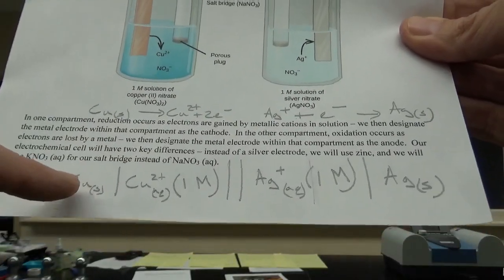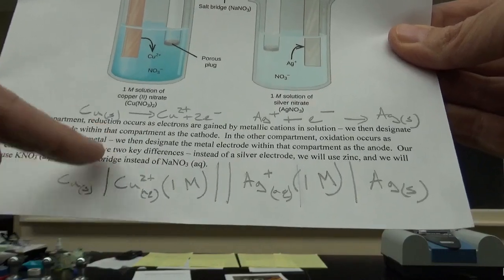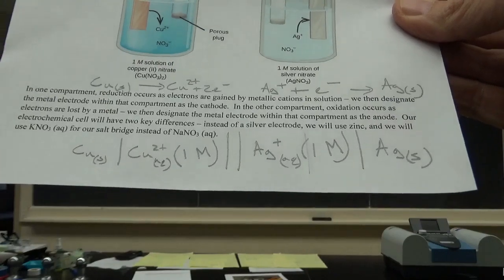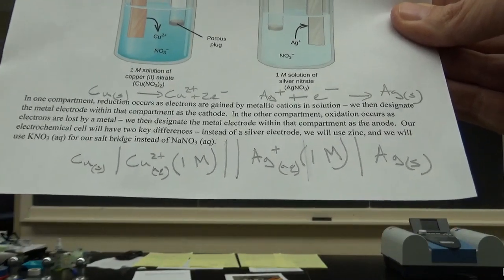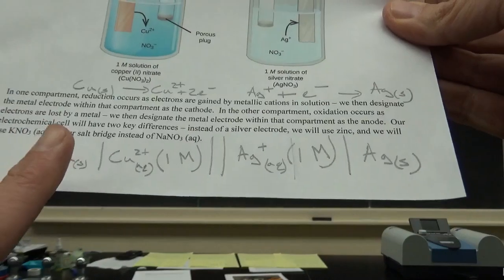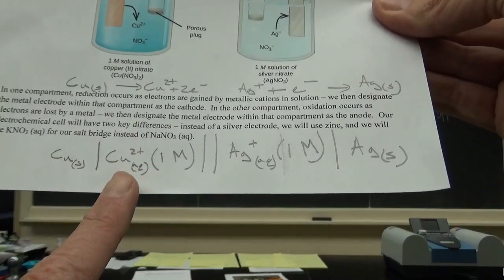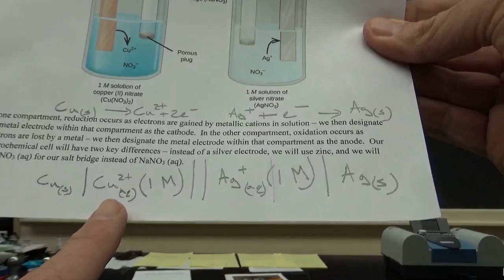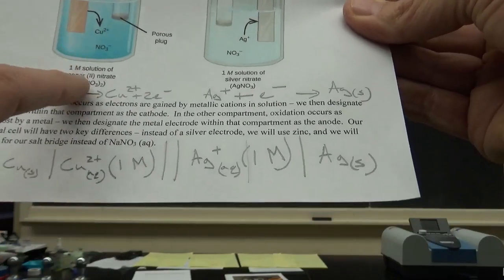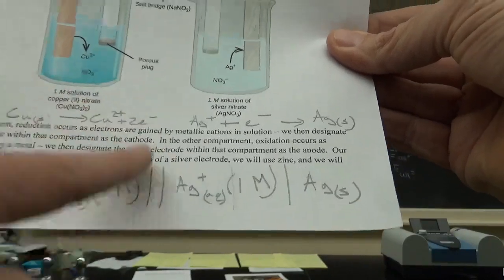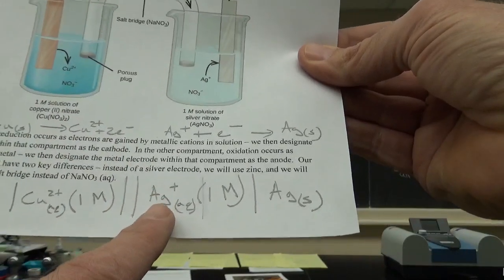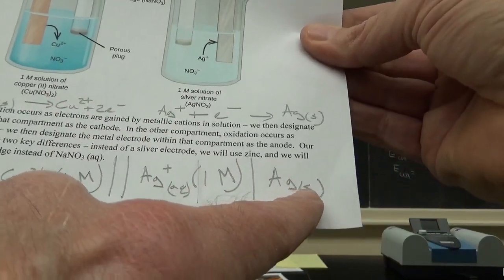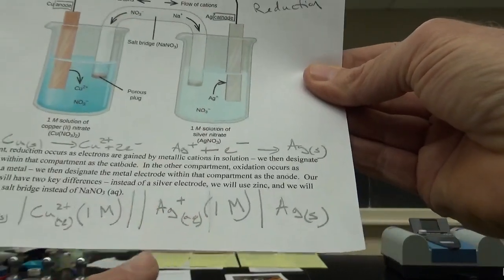So what you do is you write the reactant, it's copper solid, and the single line is the interface. That is actually the very surface of the solid copper where the reaction actually takes place. So that's the interface between copper and copper plus 2 ions in solution. In this case, a solution of copper nitrate. Nitrate is a spectator ion. And it's a 1 molar solution written up here, so we just put that in parentheses. Salt bridge, then the other side, silver plus 1 molar, says that right there, turns into silver solid. So it's kind of nice to write it out this way.